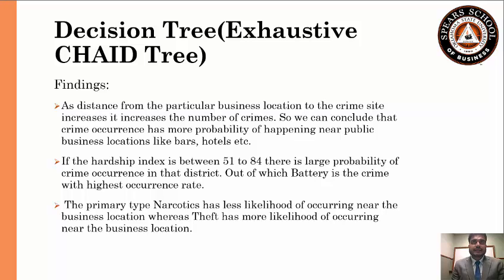In districts where the hardship index is near 70 to 89, the primary types of burglary, battery, criminal damage, and theft have a high increasing trend. And we actually generated many significant results using this tree, and I'm just telling you some of them. The likelihood of the primary type homicide is higher if public places are nearby. So if there are many public places, then the primary type of homicide, murder, has a higher probability of occurring.